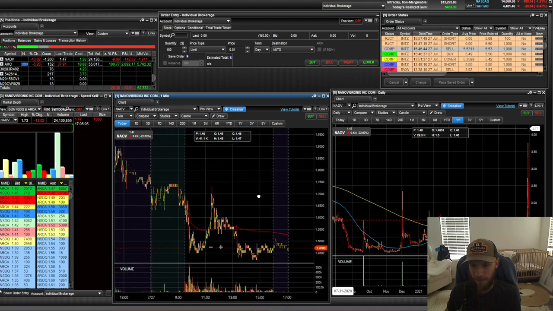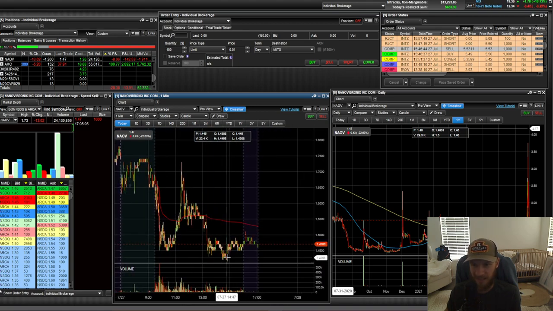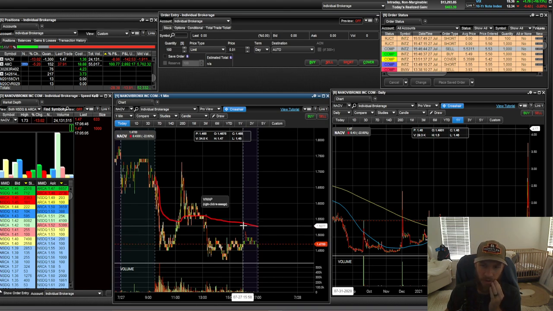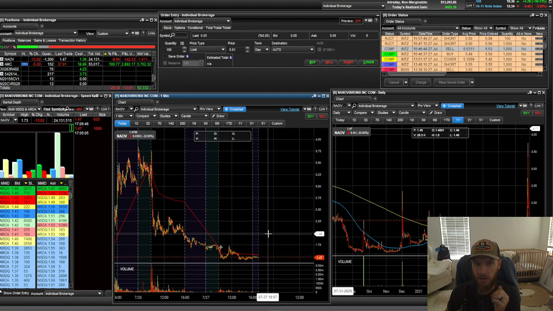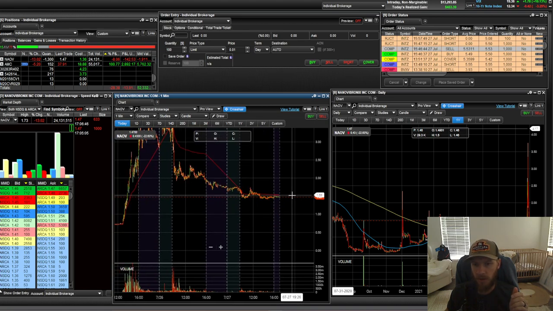It looks like it's got some support in here slightly, but then again, there's not much volume as compared to the previous days. And it looks like that bottom there is 142. So I'm just going to wait and see if we can break that bottom and move on down to 136, and either try to break even on it or just get a little bit of profit.